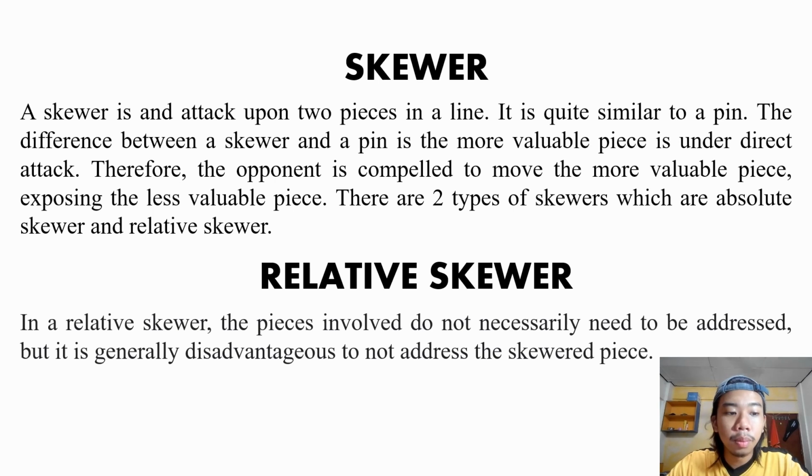My name is Hamis Sofi Muazzam, and I'm studying petroleum engineering. And there are two types of skewers, which are absolute skewer and relative skewer. I'm going to talk about the relative skewer. In a relative skewer, the pieces involved do not necessarily need to be addressed, but it is generally disadvantageous to not address the skewered piece.